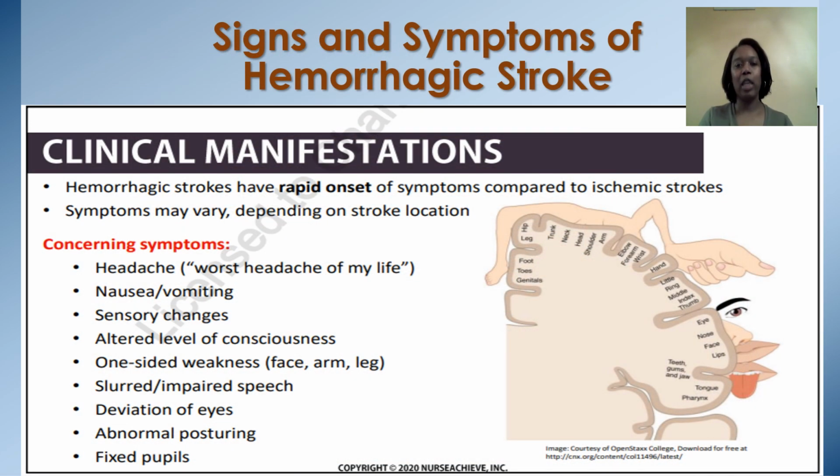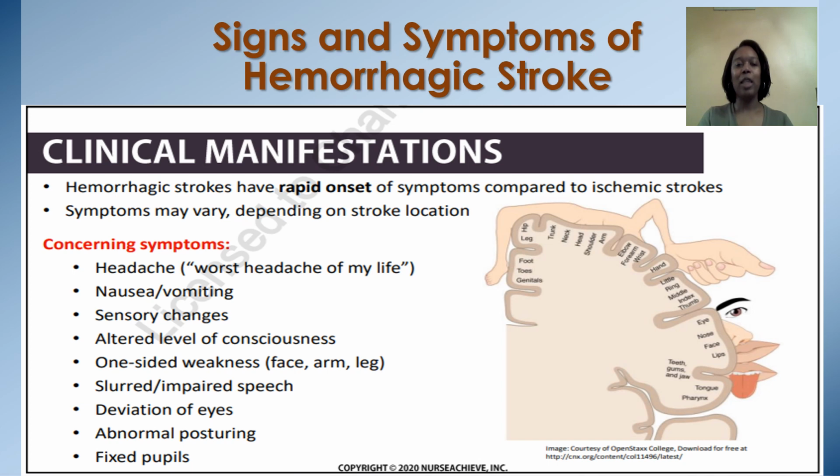Signs and symptoms of a hemorrhagic stroke. So I do want to emphasize that a hemorrhagic stroke has a rapid onset, and this is important to know because we must identify whether the patient entering the acute care setting has a hemorrhagic stroke or an ischemic stroke, and we must identify that immediately. It determines the treatment for this patient.